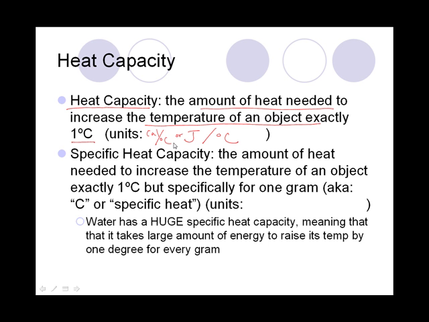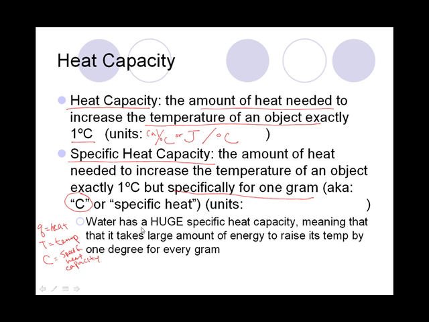Specific heat capacity is specifically for 1 gram, so it is the amount of heat needed to increase the temperature of an object by exactly 1 degree, specifically for 1 gram. And this specific heat capacity is now going to get a symbol of C. So Q would be heat, T would be temperature, and C is now the specific heat capacity.